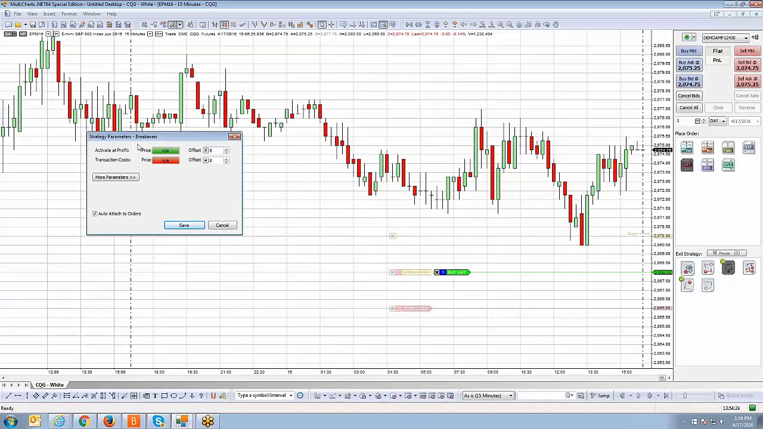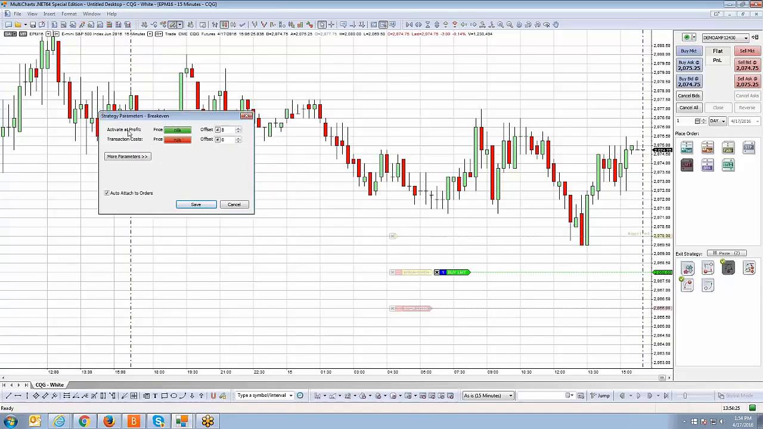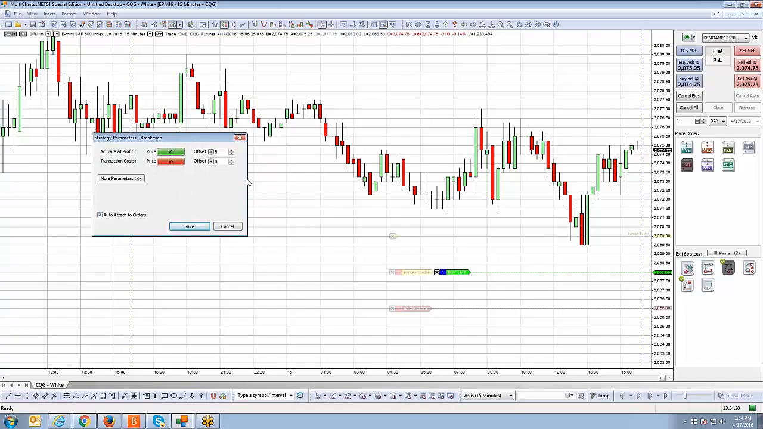So now we have the break-even strategy dialog box open. Activated profit is set to 8 ticks. We have that auto attached. So let's make sure that everything is correct. If we're going to buy at 2068 and we have an activated profit at 8 ticks, then that means that the profit trigger should be at 2070 even. So let's take a look.